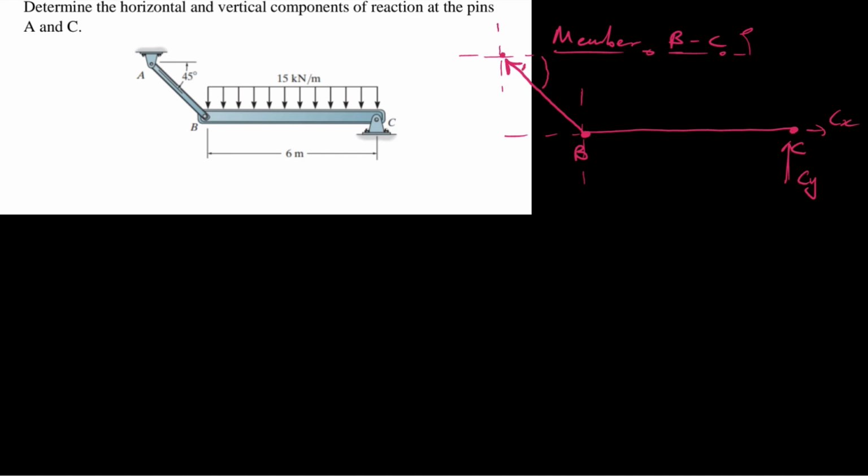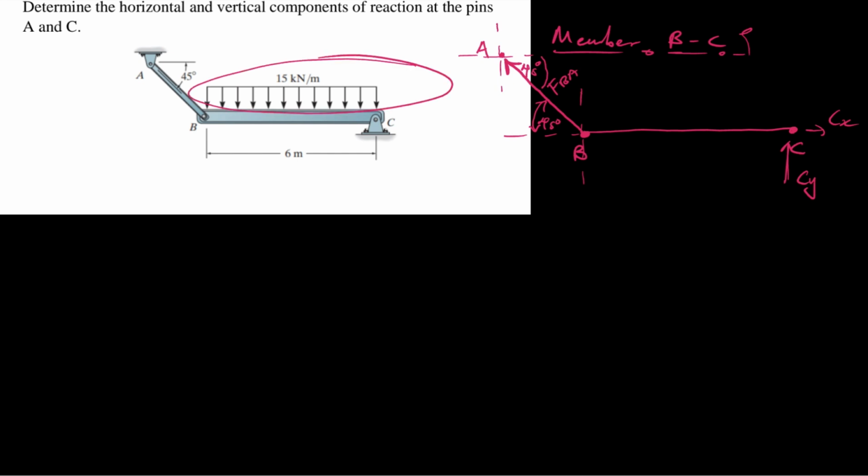We have the 45 degrees there. According to the Z principle, we also have a 45 degrees right there. So we're saying that this is force BA, like that. Now, in order for us to draw a free body diagram that would be making sense for member BC, we need to understand that this rectangular distributed load can be condensed just to a point load.